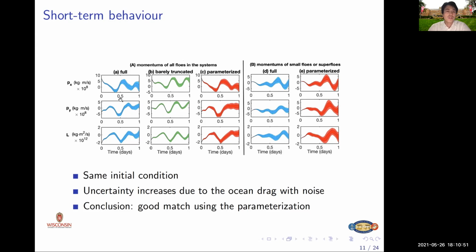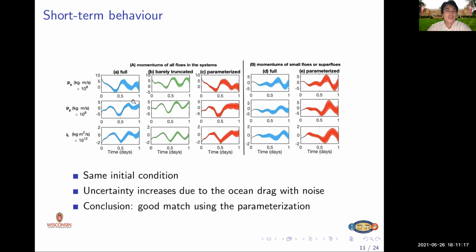And for the parameterized system, the 12 small floes are parameterized as 6 superfloes. So for the full system, 18 floes. For the bare truncated system, only the 6 largest floes. For the parameterized system, there are 6 large floes and 6 superfloes. And then we run the simulation with the same initial condition and same setting for the ocean.